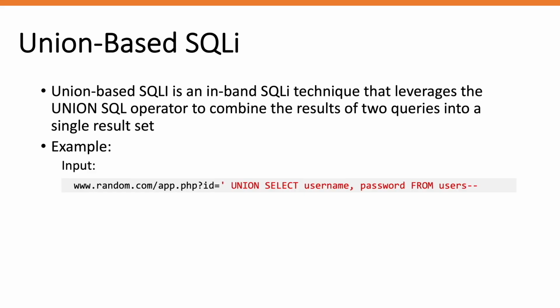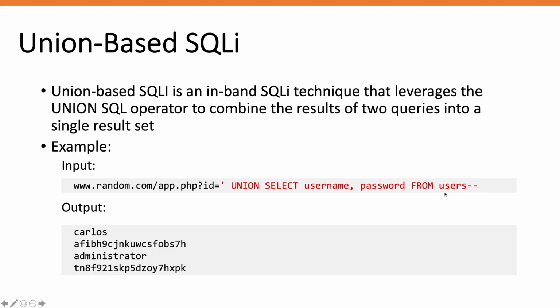Let's take an example. You have your application, www.random.com. It has an ID field that is vulnerable to union-based SQL injection. If you put in a valid ID, then the page will display all the products that are associated to that ID. Now instead of just displaying the products associated to a specific ID, I want to output the results of another query. In this case, the query is select the username and the password from the users table, so output all the usernames and passwords from the users table, and then comment out the rest of the query. So in this case, it will output the results of this query over here.